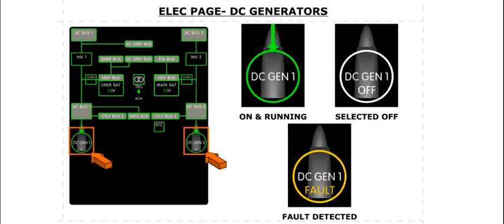Each DC generator is indicated by a circle with a DC generator label. The generator number is indicated in that label as well. A green circle means that the associated DC generator push button is selected on, and the associated DC generator is operating normally. White indicates that the associated DC generator push button is selected off. Amber indicates a fault. In this condition, an amber fault label is displayed within the circle.